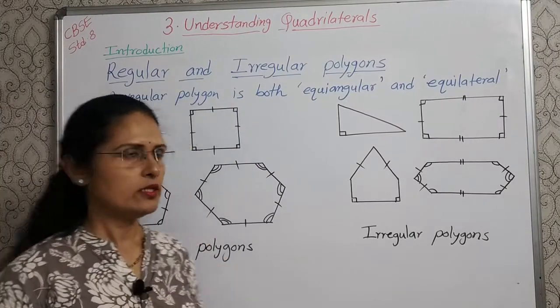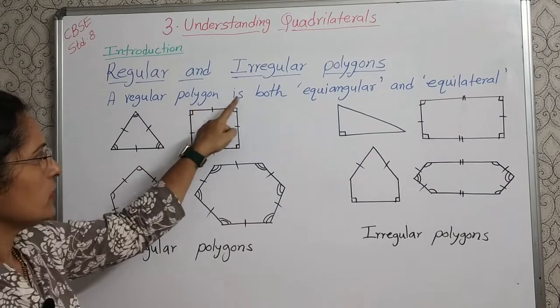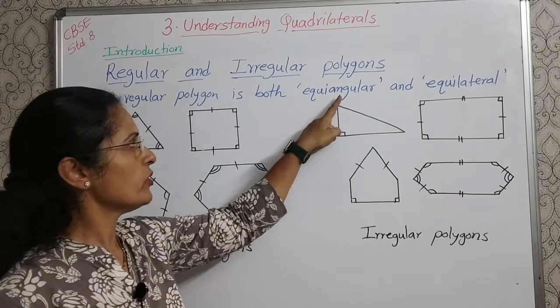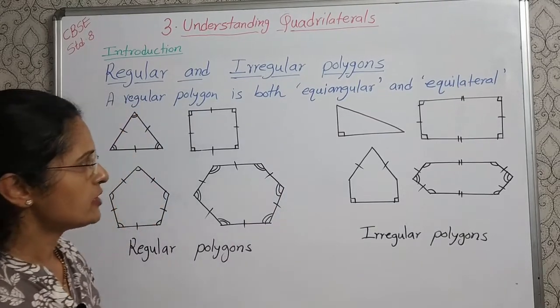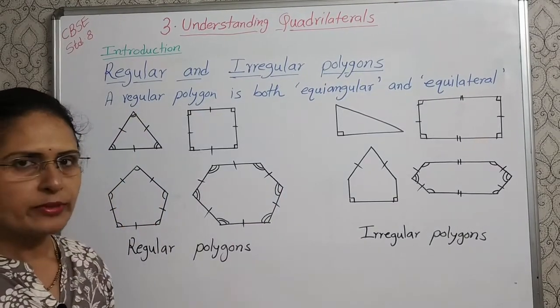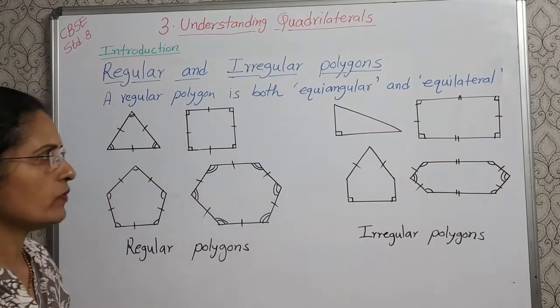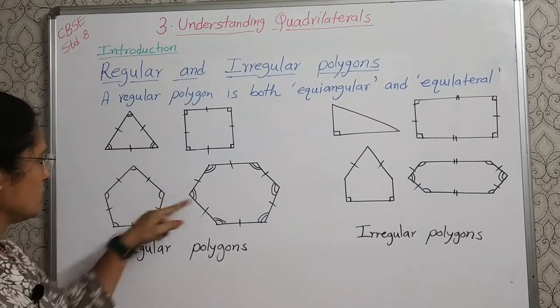Now let us study regular and irregular polygons. A regular polygon is both equiangular and equilateral. Equiangular means all angle measures are the same, all angle measurements are equal. And equilateral means all sides' measurements are equal. Now see these figures.